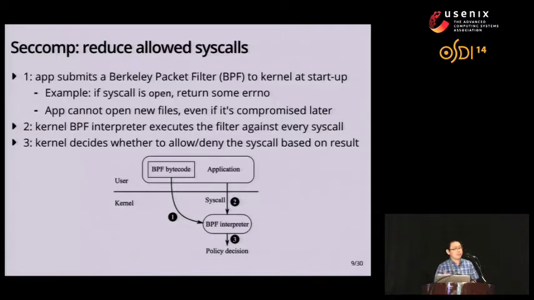And the kernel enforces this in two steps. First, the kernel invokes an interpreter to execute the filter against each system call. Based on the result, the kernel then decides whether to allow or deny the system call.